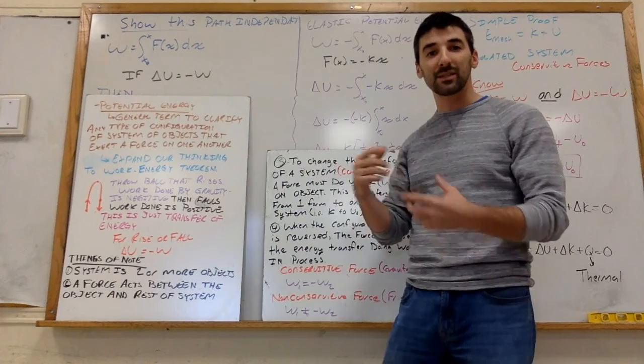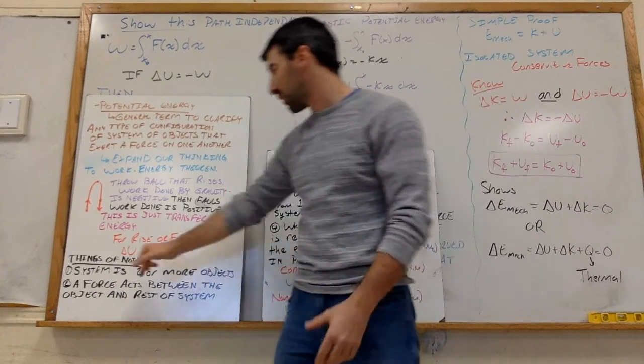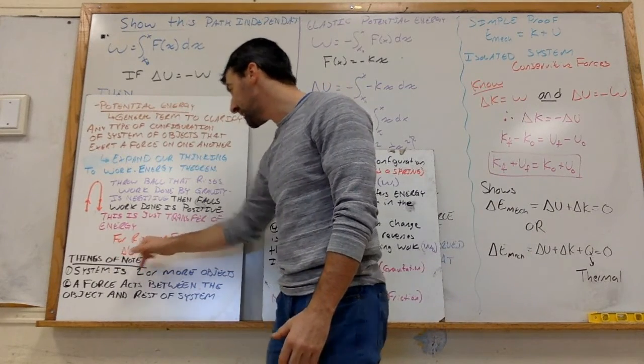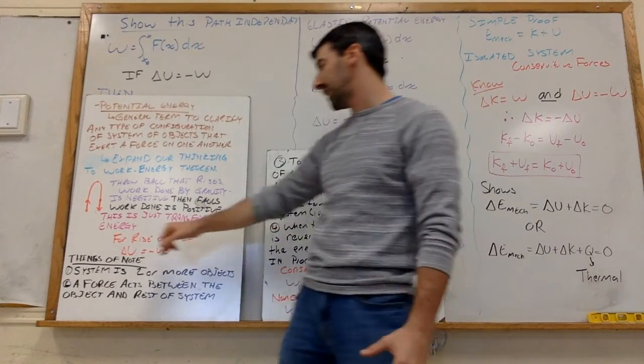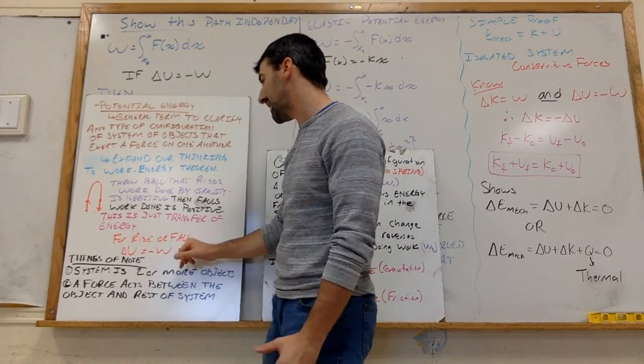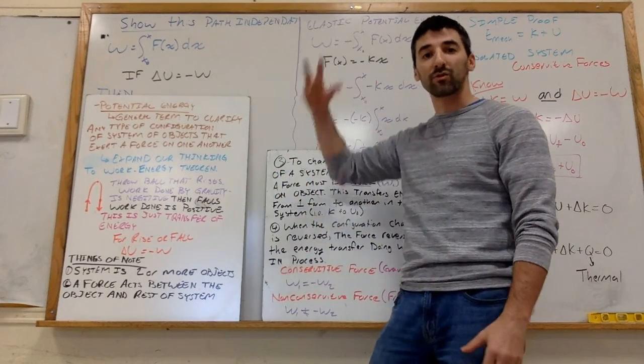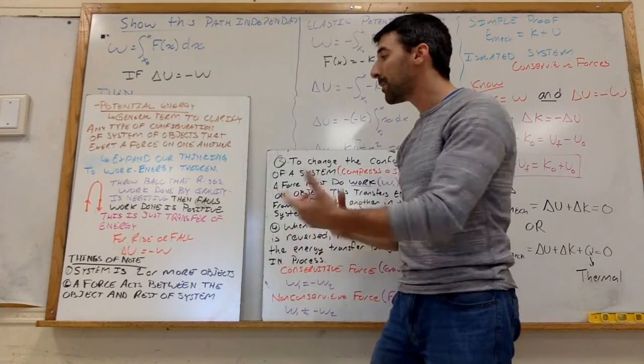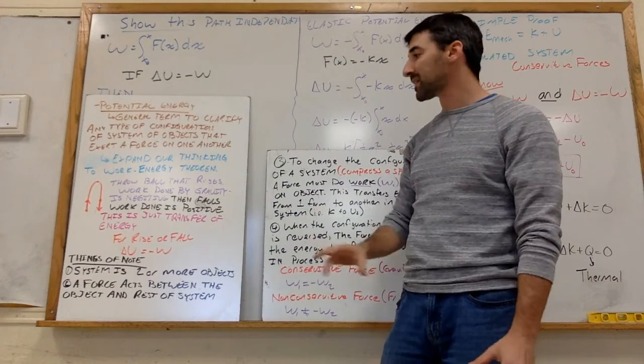What that means is we're going to have a new type of expression. We're going to say the change in potential energy is equal to the negative work. And it doesn't actually matter if the ball is rising or if the ball is falling, based on those negatives. A couple of things to remember.